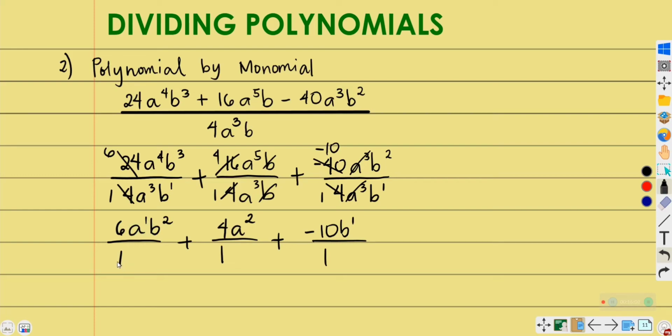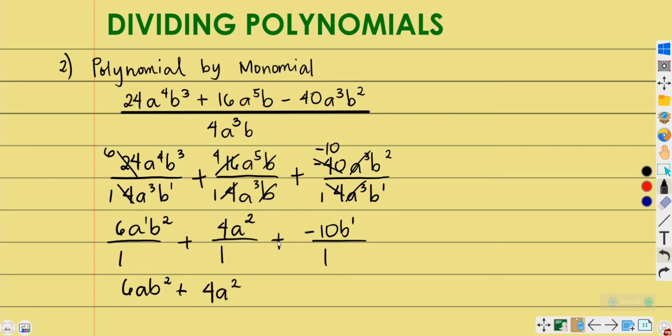Rule natin yun sa division, di ba? When we divide any number by 1, then the quotient is still the number itself. Ano po? So, applicable din yan sa algebraic expressions. Ngayon, aalisin na lang natin siguro yung mga invisible. So, ito, ang simplified form nito is 6a na lang, b squared. Okay, and then ito, ang simplified form ay plus 4a squared na lang.